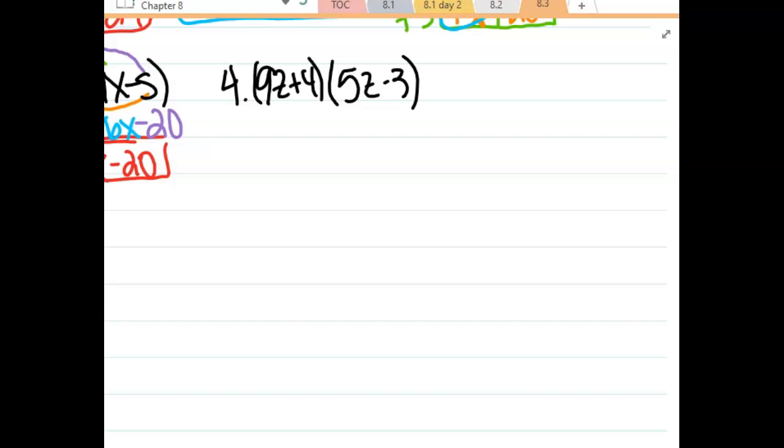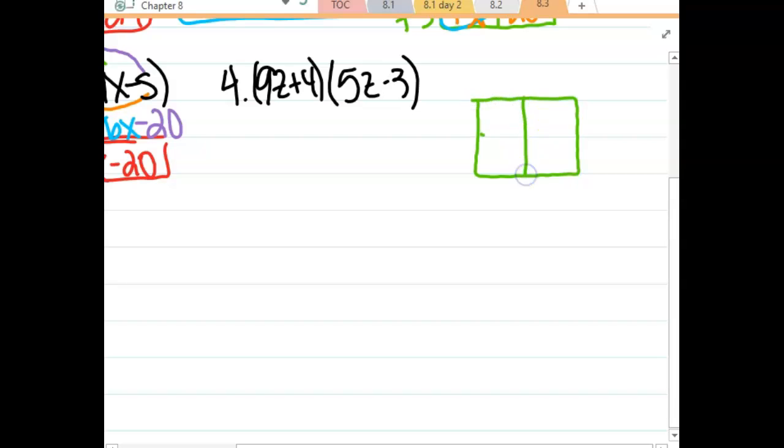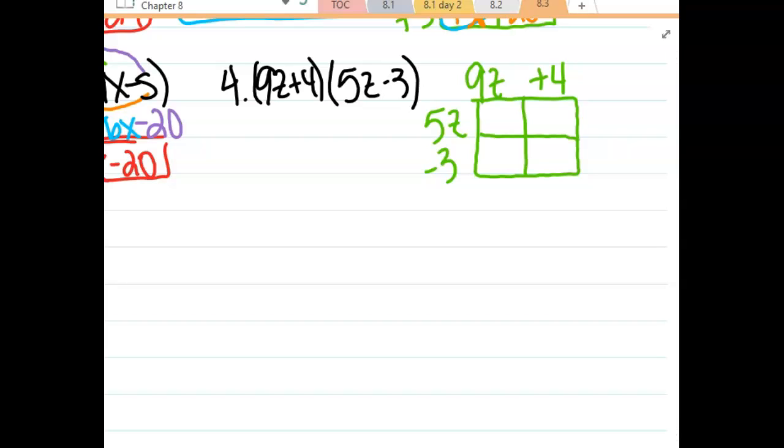So for the box method, once again I have 2 terms by 2 terms. So we're going to draw a 2 by 2 box. I'm going to put the 9z plus 4 on the top, and then that 5z minus 3. Guys, this is super important if you're going to use the box method. That negative has to go in front of the 3. Okay? And then I'm going to multiply to fill in the box.